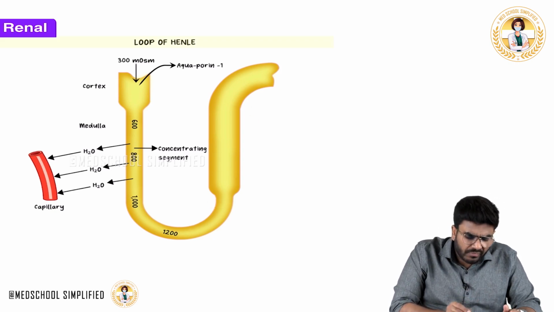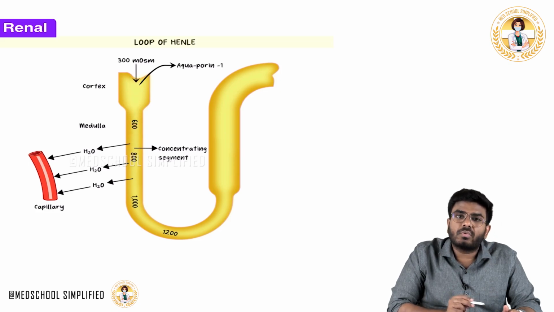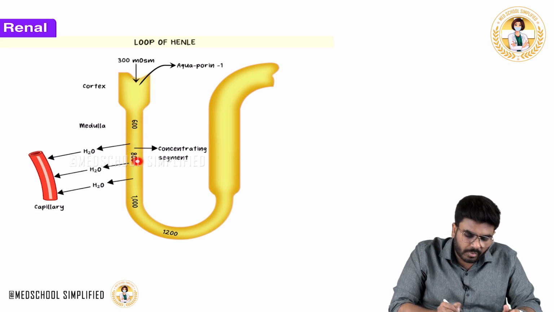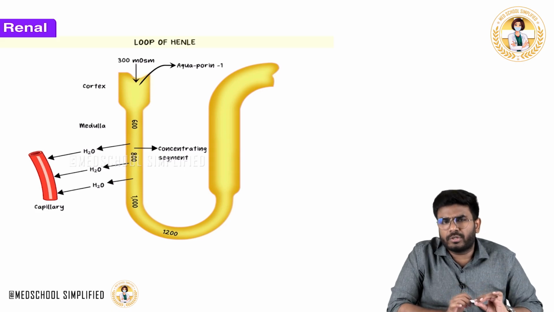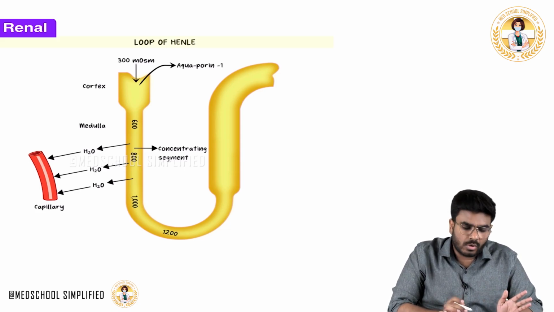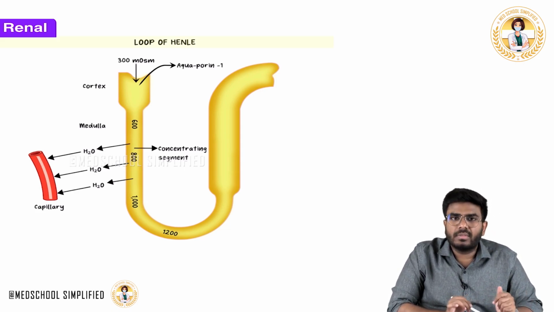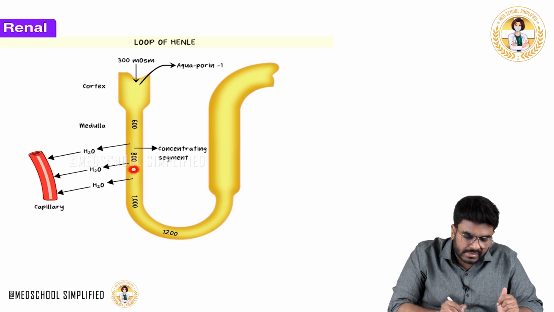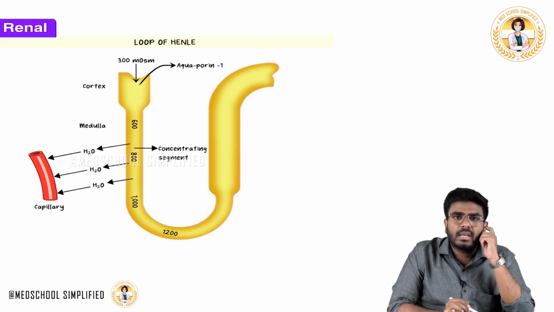Now, when the fluid is coming down from the cortex, from the PCT, this fluid, the primary urine, is coming down into the descending limb of loop of Henle. So what happens? The first point is that this descending limb of loop of Henle is freely permeable, or highly permeable, to water. So water will move from in to out. So water reabsorption is happening in the descending limb of loop of Henle.